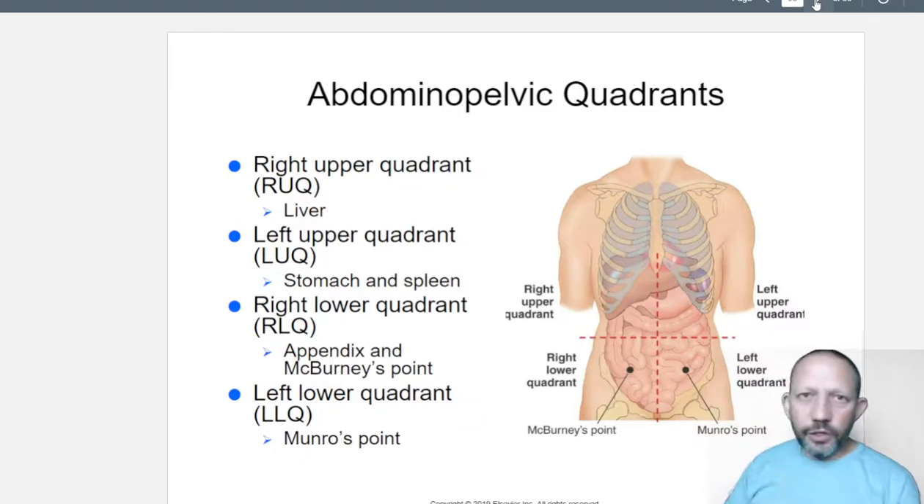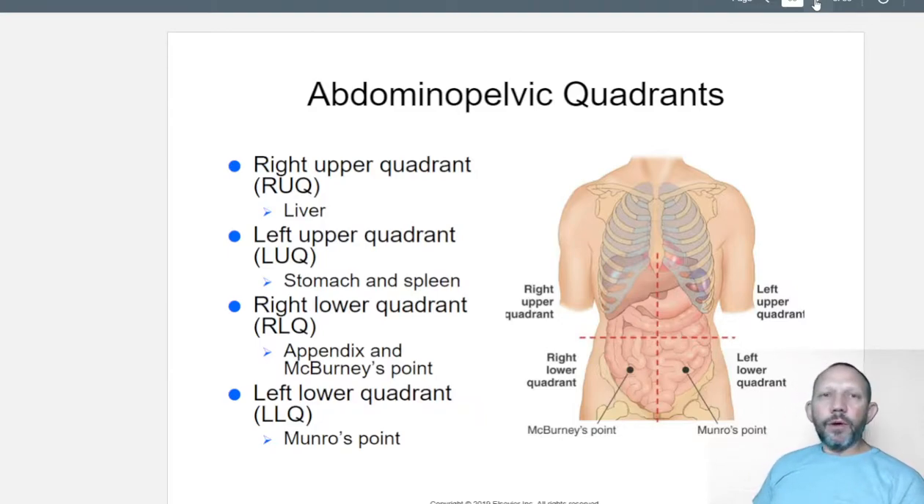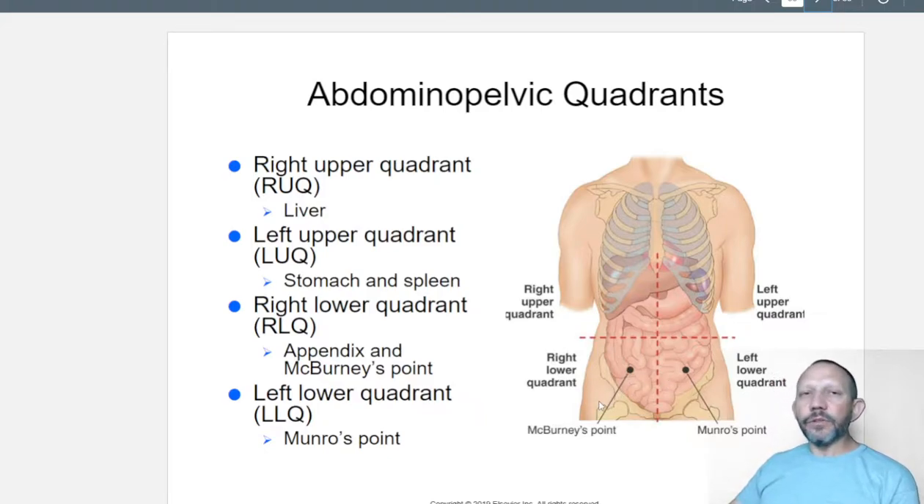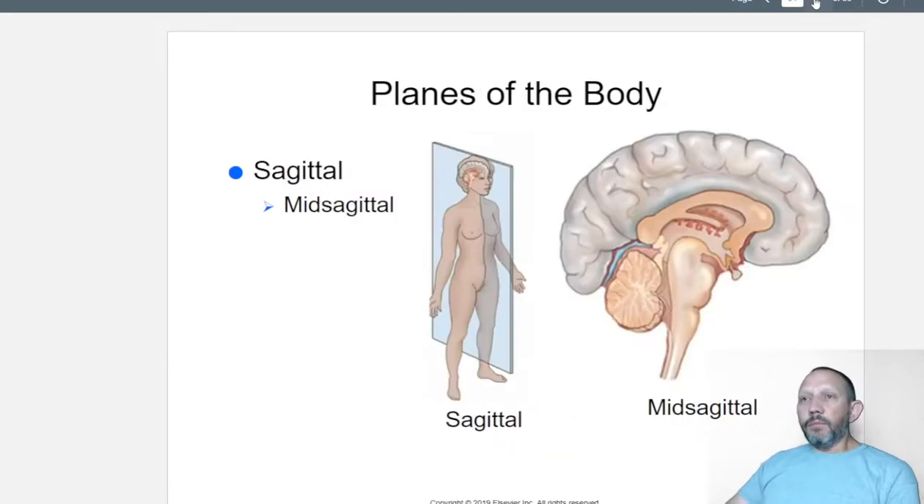Quadrants. This is what you're going to use more clinically. Upper right quadrant, lower right quadrant. You're going to have to know what's in each quadrant. So what is Monroe's point? Oh, these are McBurney's point and Monro's point. Those are for auscultation when you listen with a stethoscope. That's old terms, man. Those are terms that I never see anymore. But anyway, there you go.